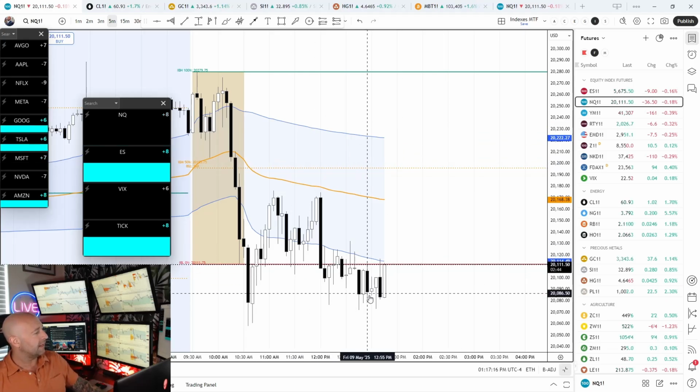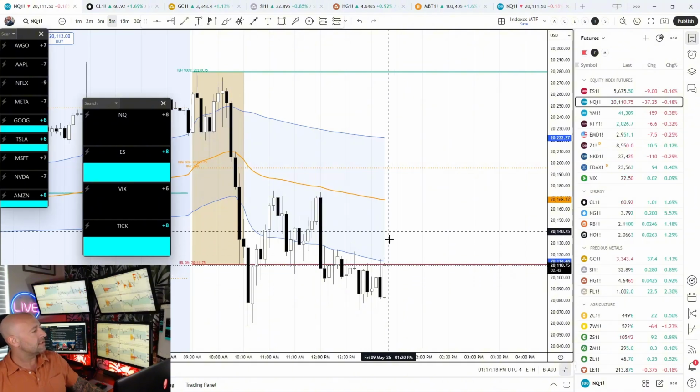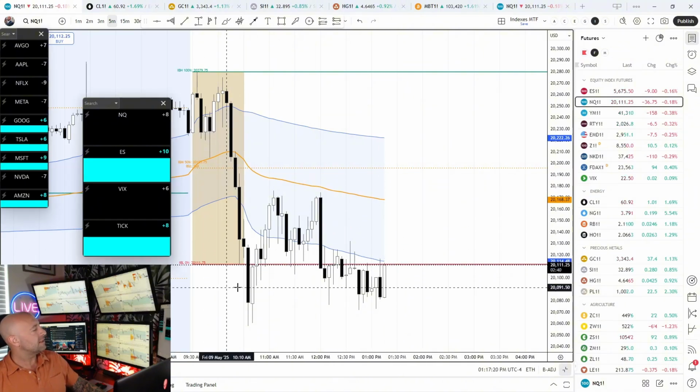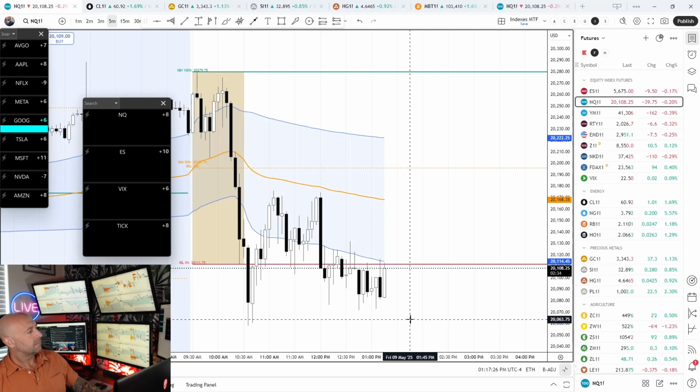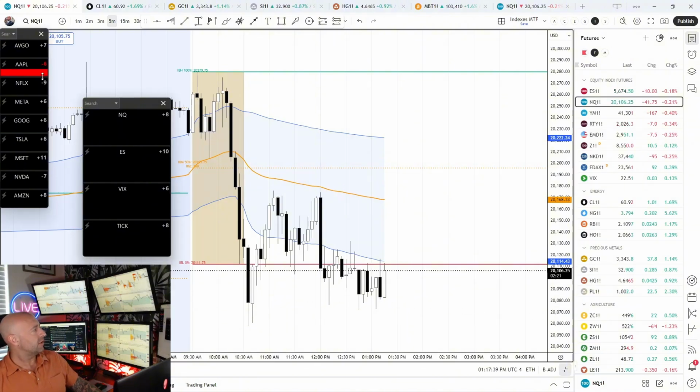Now we have the buyer stepping in again. Let's see if they can push it through this initial balance low or whether it stalls out again. Stall. Right? So that's another signal to go short. Apple's starting to sell off.